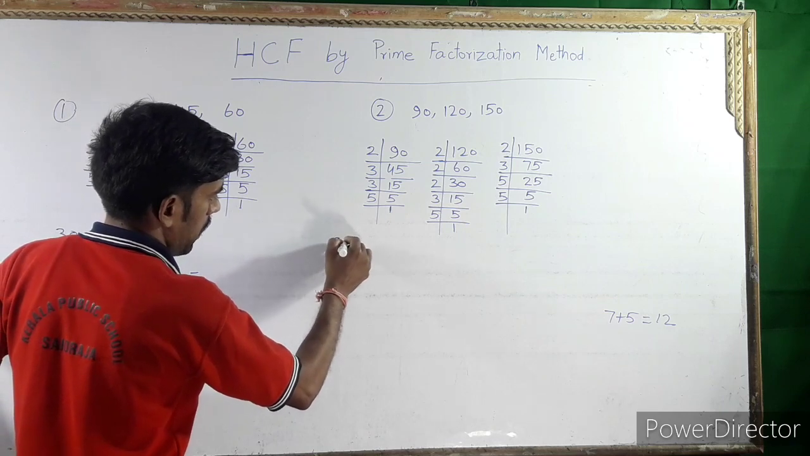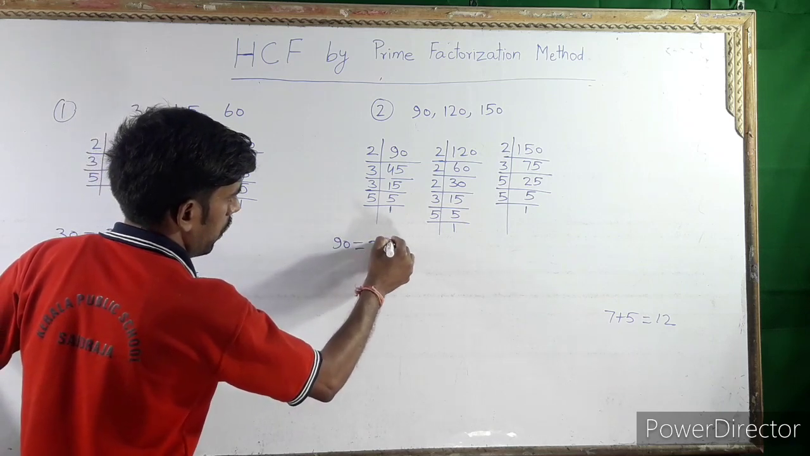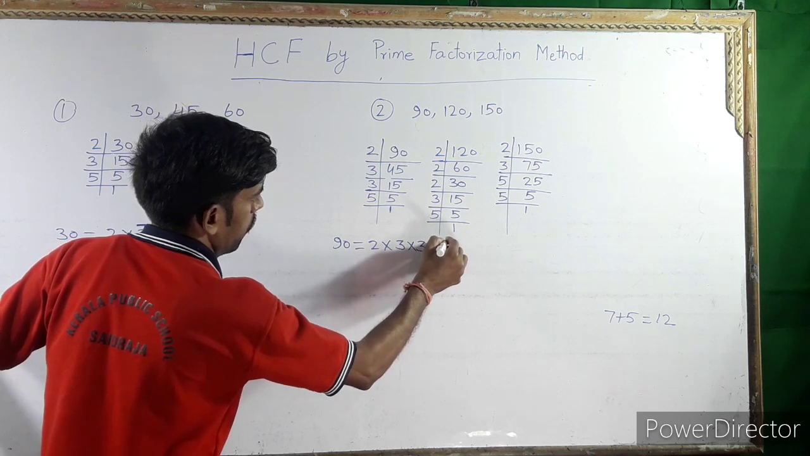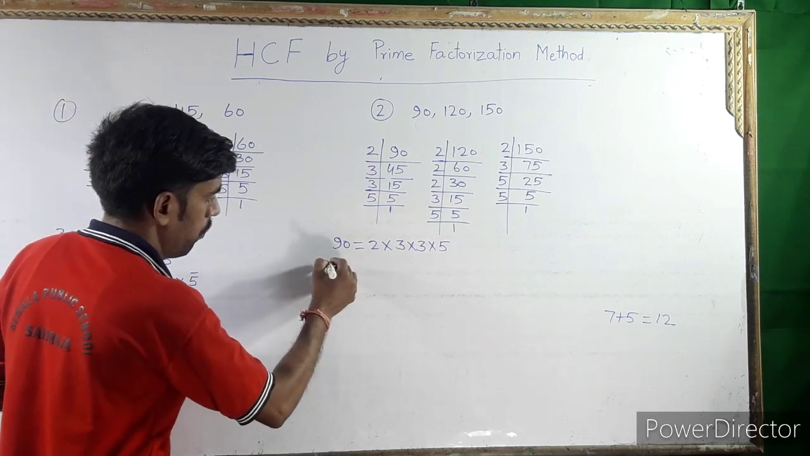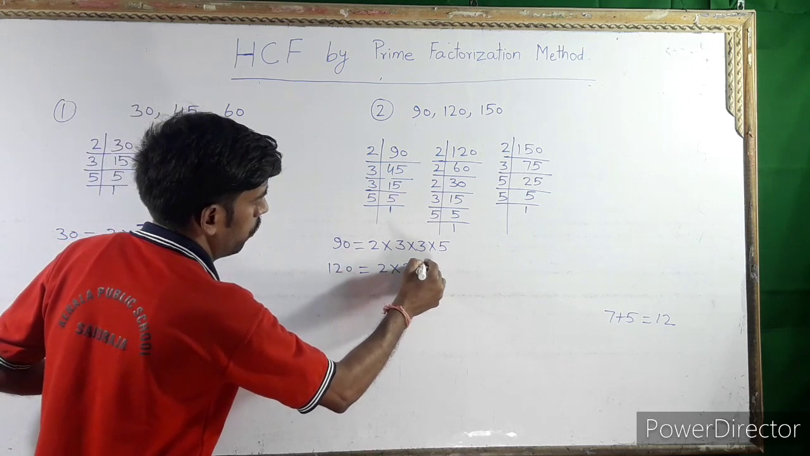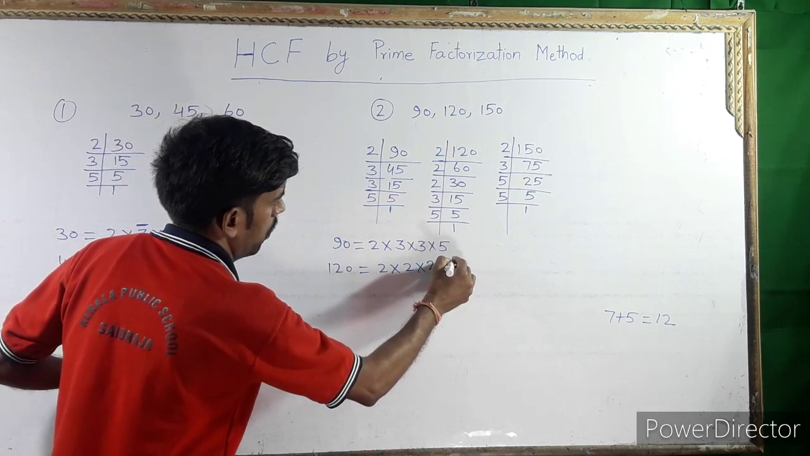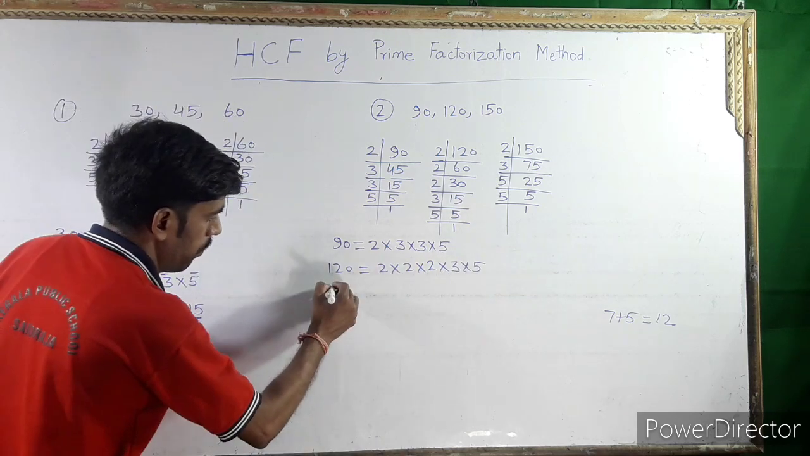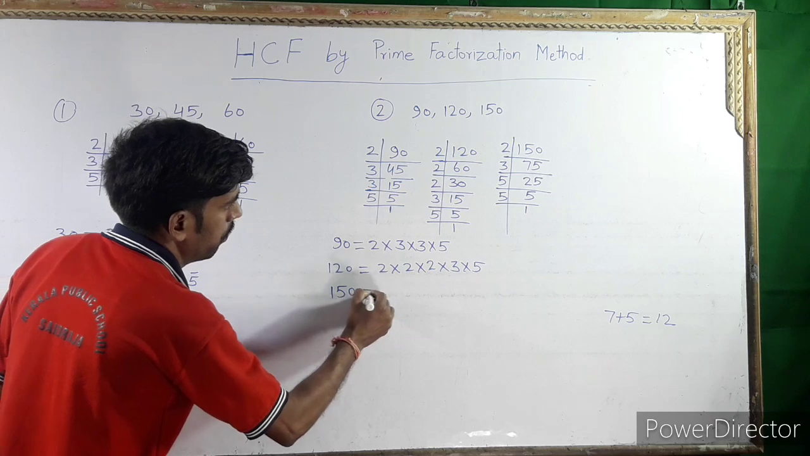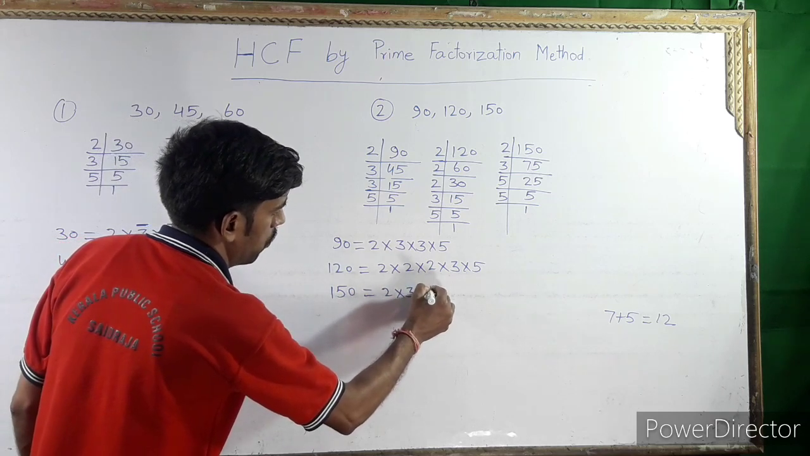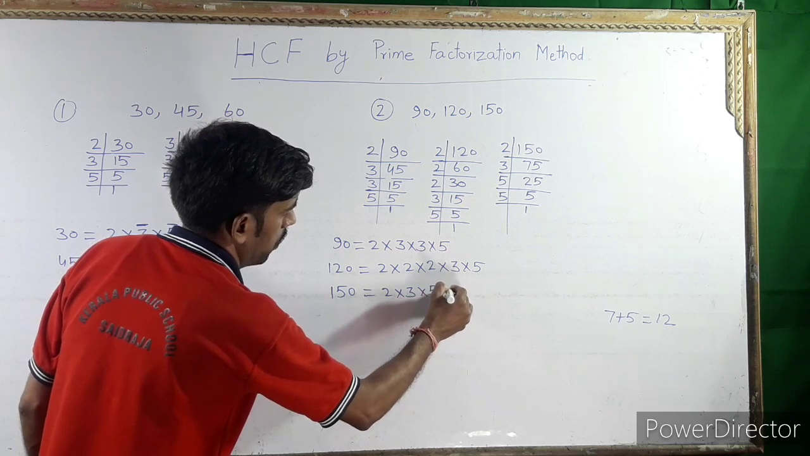So 90 is equal to 2 into 3 into 3 into 5. 120 is equal to 2 into 2 into 2 into 3 into 5. And 150 is equal to 2 into 3 into 5 into 5.